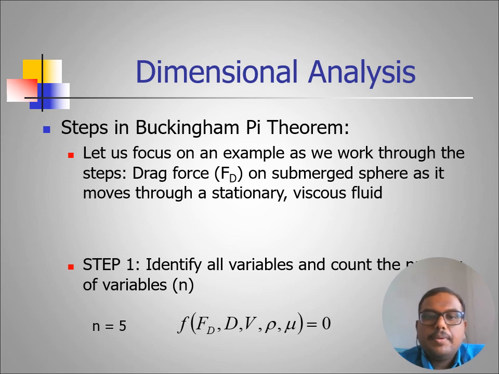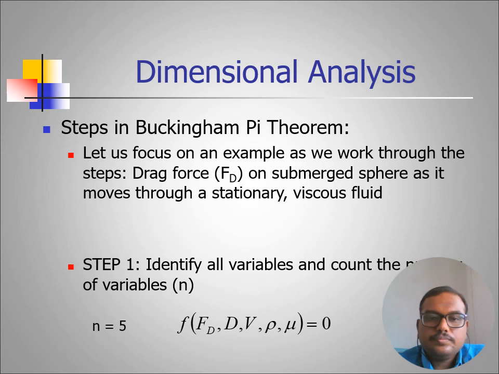So the first step in Buckingham Pi theorem. Let us focus on an example as we work through these steps. Drag force Fd on a submerged sphere as it moves through a stationary viscous fluid. Identify the variables and count the number of variables. Here the total number of variables is 5.